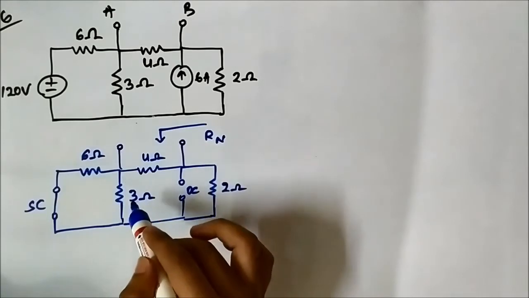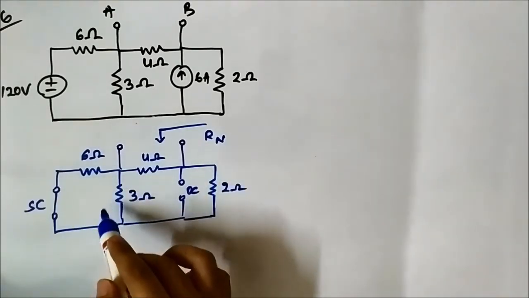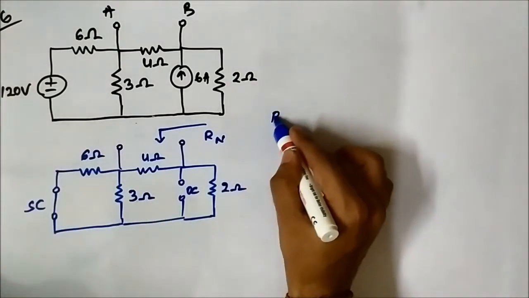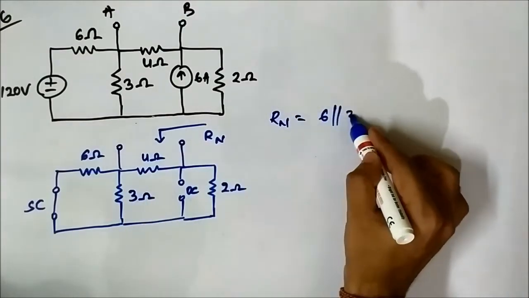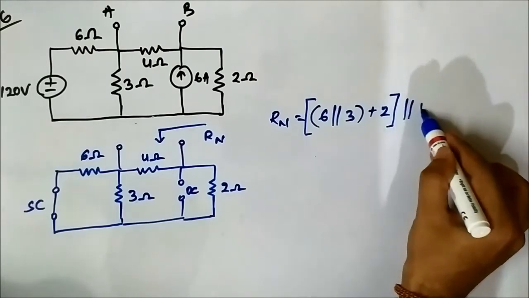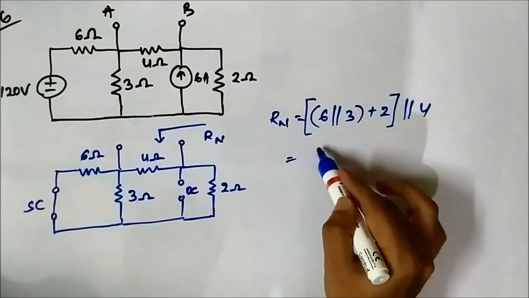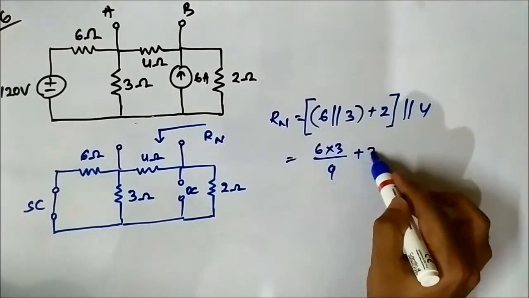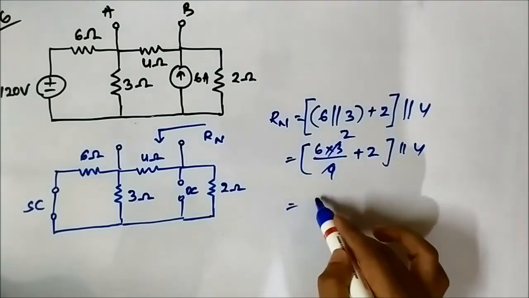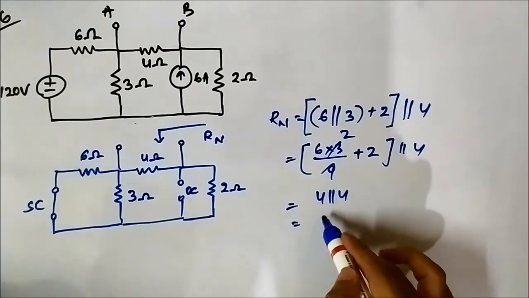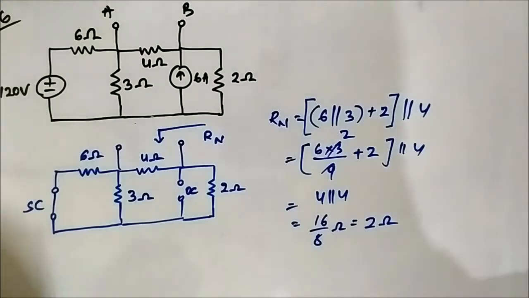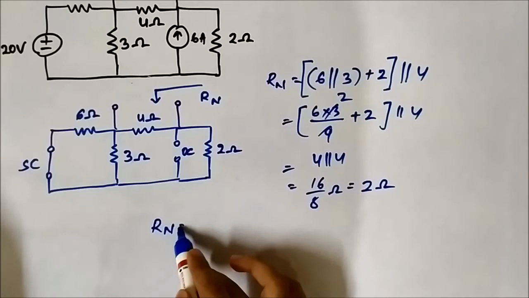So here you see 6 ohm and 3 ohm are in parallel with respect to each other. The resultant is in series with 2 ohm, and that is in parallel with 4 ohm. So RN here will be 6 parallel 3 plus 2, then the whole combination is in parallel with this 4. So it is 6 into 3 by 9 plus 2. This is 10 parallel 4. So this is 2, which is 4 parallel 4, which is equal to 16 by 8, which is equal to 2 ohm. So Norton equivalent resistance is equal to 2 ohm.